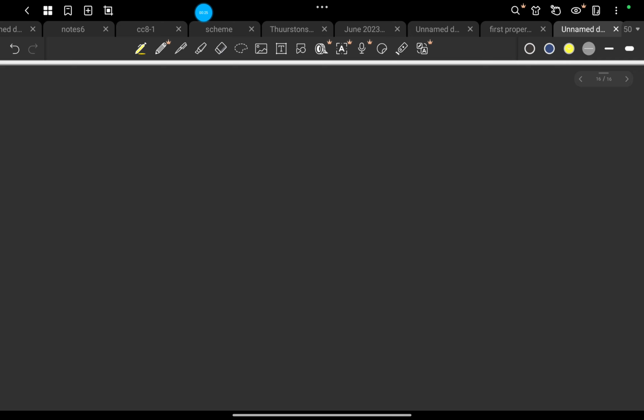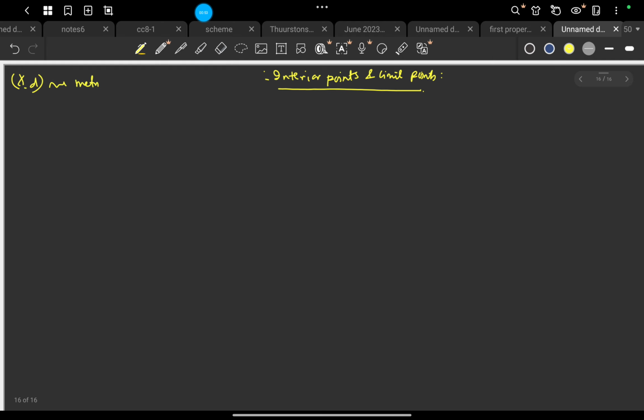So today we are going to talk about something called interior points and limit points. If you remember the definition that we discussed when we were discussing what a metric space is, suppose (X, d) is a metric space, okay? Then we defined an interior point in such a way that there is a small x belongs to capital X.